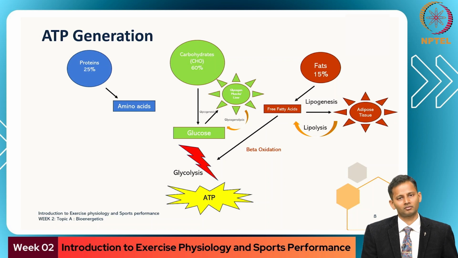Similarly, with the proteins, which constitute about 25%, they end up as smaller molecules called amino acids. There are more than 20 amino acids available.